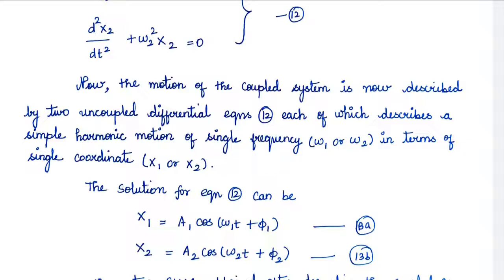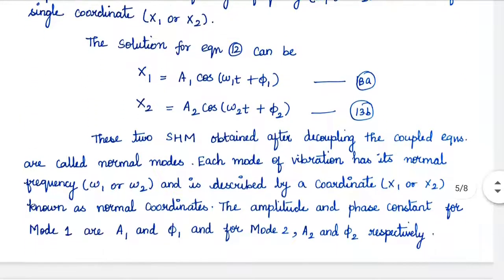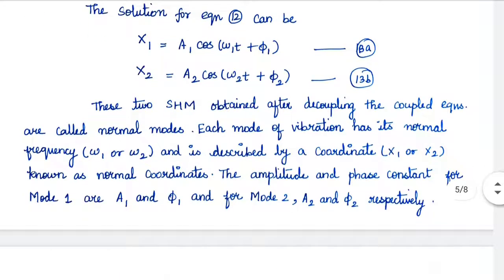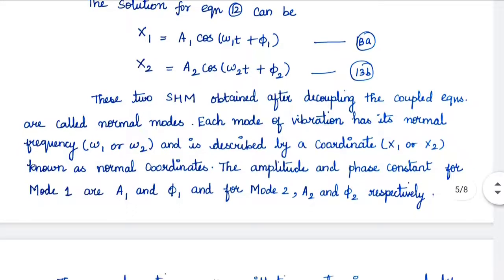And the solution for this equation 12 can be easily written as x1 is equal to A1 cos(omega 1 t plus phi 1) and x2 is equal to A2 cos(omega 2 t plus phi 2). These solutions are obtained after decoupling the coupled equations, and each mode we call a normal mode. Each mode has its own frequency called the normal frequency, omega 1 and omega 2, and the coordinates X1 and X2 are called normal coordinates.